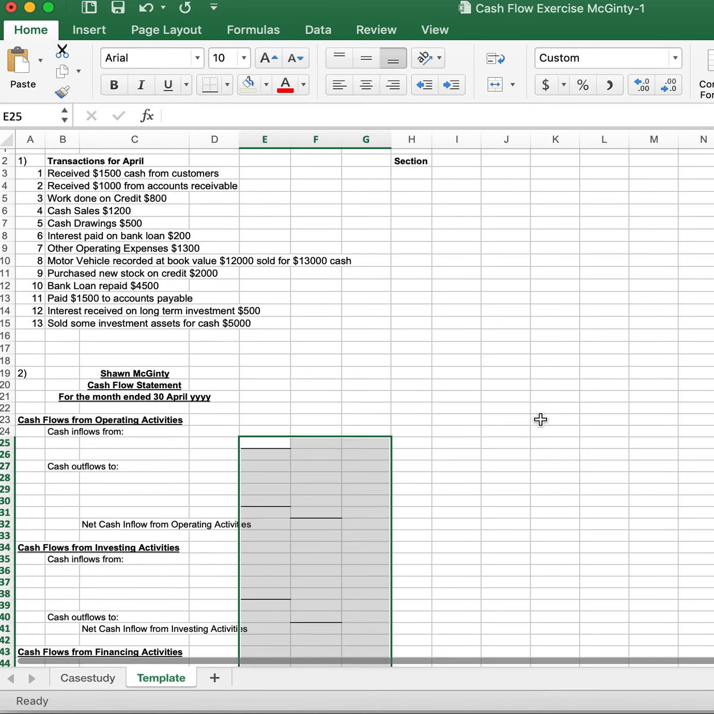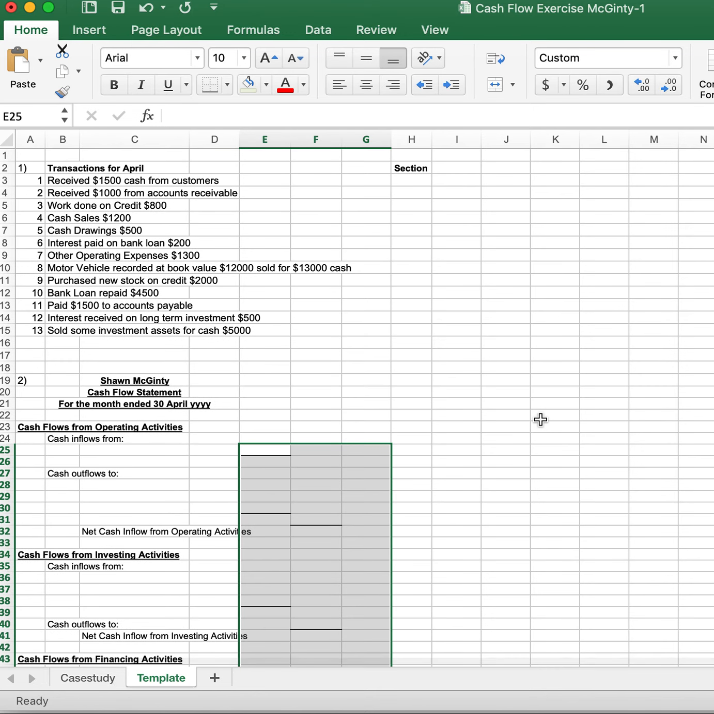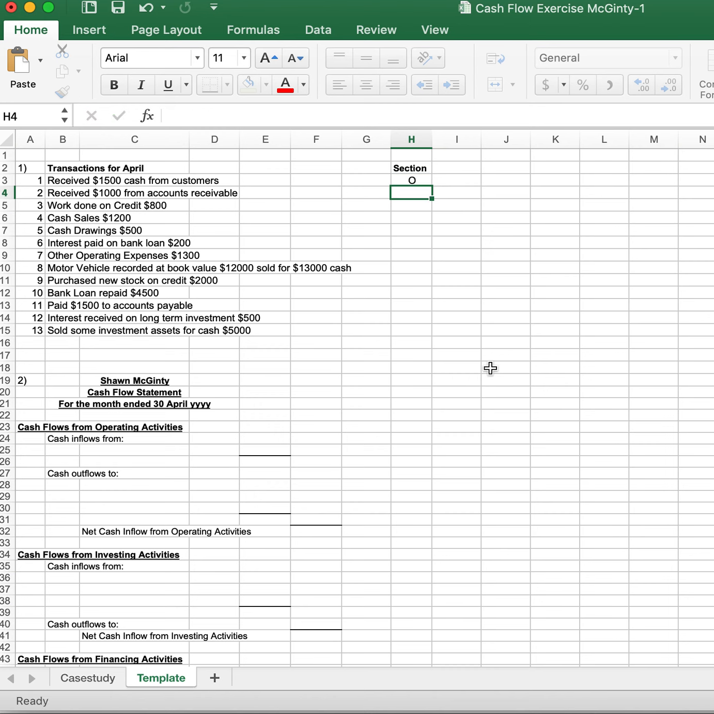They received cash from customers, so that's certainly something from operations. That's an operating activity, and I'm going to have in or out to help me as well. So cash from customers is an operating inflow of cash, so that's money in at 1,500.